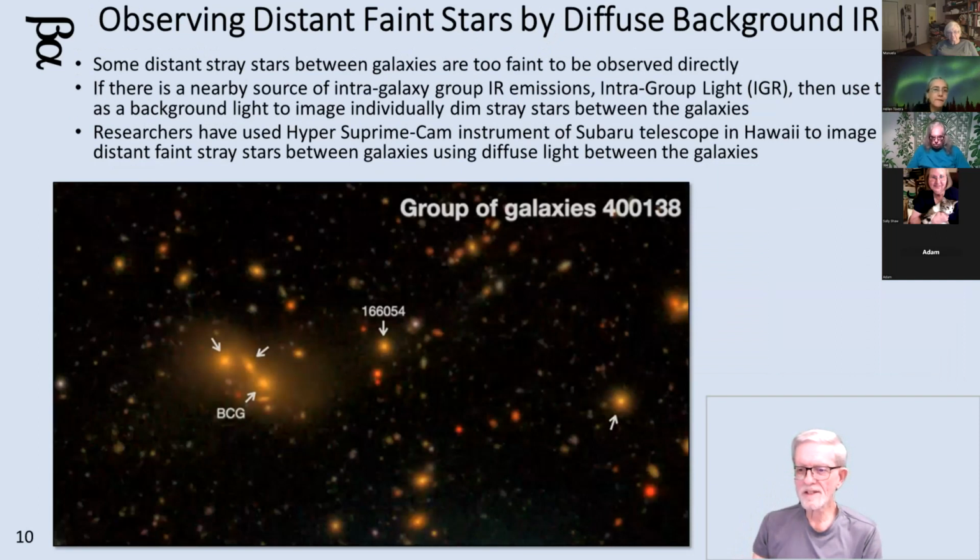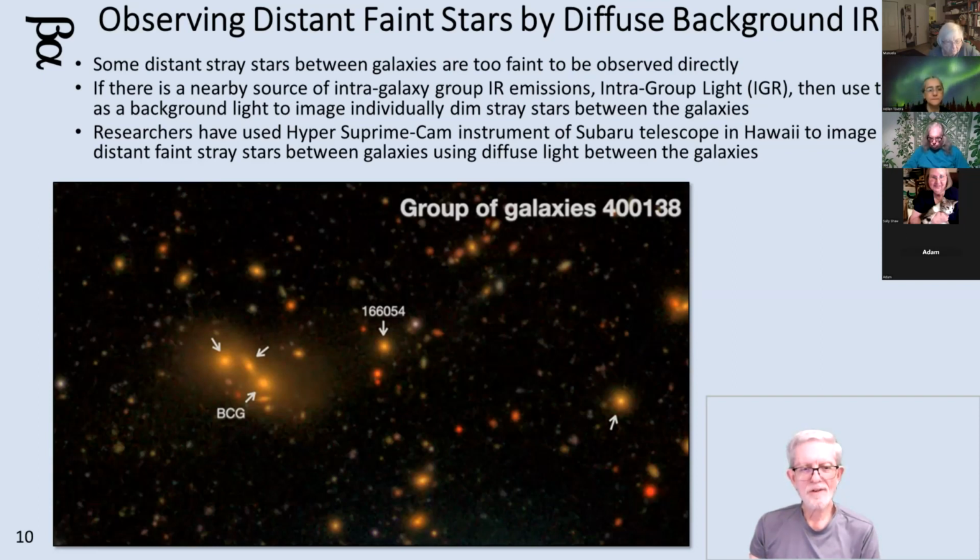So Elaine brought this to my attention. And there was a research project. It was a joint project between the Subaru telescope in Hawaii and some astronomers down in Australia. And what they did was they said, there are some faint stars between galaxies, but are at about the same distance as these galaxies. They're just stray stars. And they can't image them directly because they're too faint. But what if in infrared, we were to basically overexpose the image? Would we be able to see these stars that we cannot see otherwise?